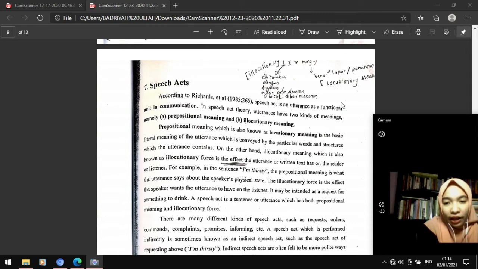Okay, so what is speech act? So this speech act itself is divided into two. We have propositional meaning and illocutionary meaning. The other word for propositional, we have locutionary. So locutionary is the same as propositional. So there are two kinds, locutionary meaning and illocutionary meaning. Now let's see this. My note can answer all what you want to know.